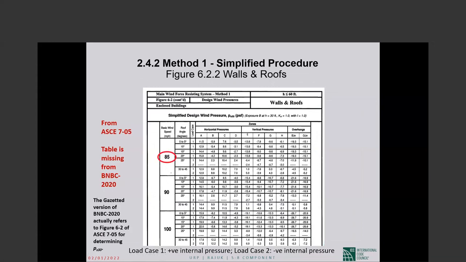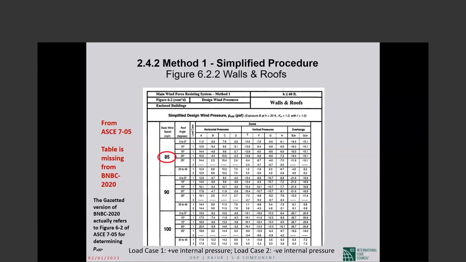Now this crucial table is missing from BNBC 2020. It is just not there. I think somebody found that out, or it was pointed out. Then in the gazetted version, BNBC 2020 actually refers you to figure 6-2 of AC 705 for determining PS30, this table. So the gazetted version tells you to go to AC 705 figure 6-2, which is what you are looking at for your PS30.